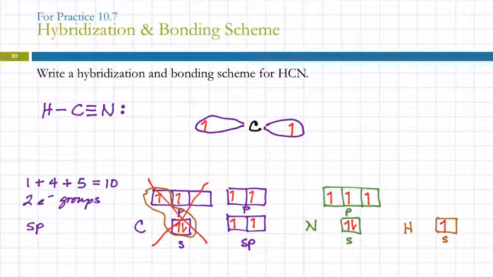Did the book use blue for p orbitals or red? I can't remember. I think it used red for p orbitals. Pretty sure. I'll go with that, even though I'd rather not, but I'll use red.